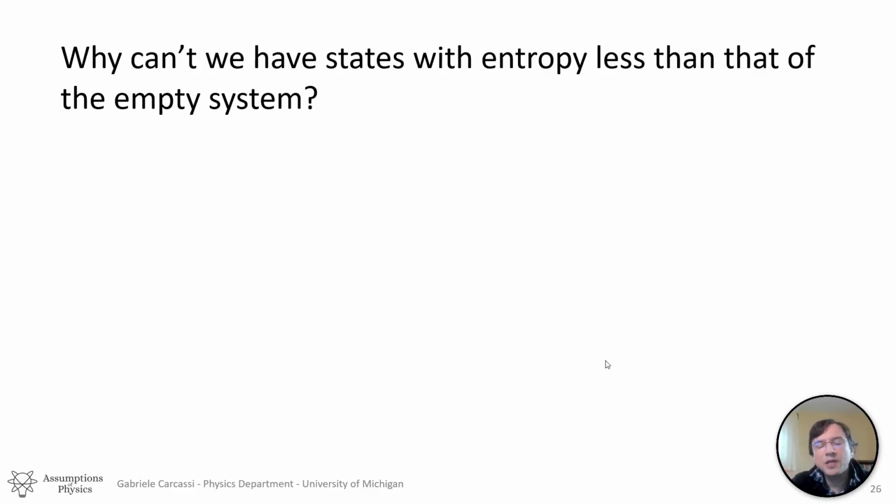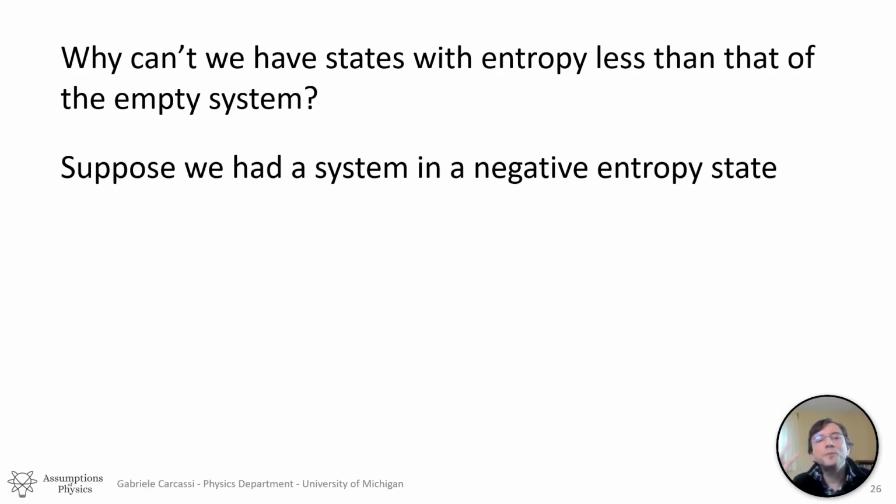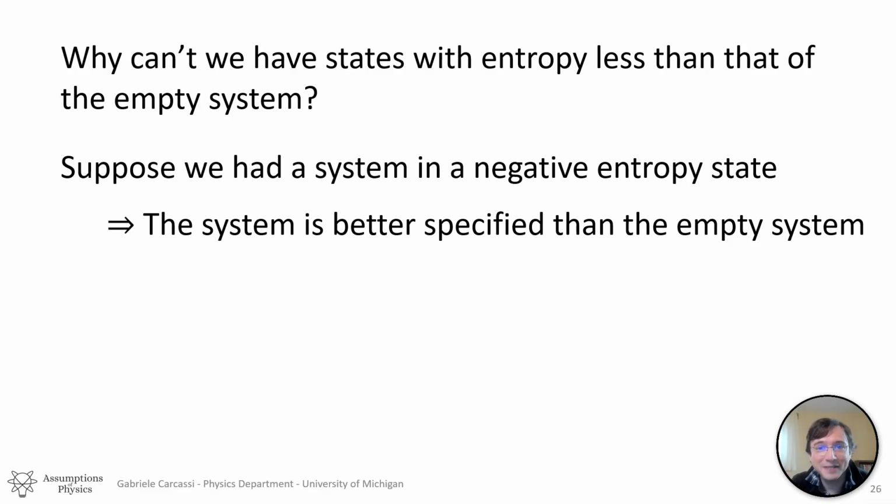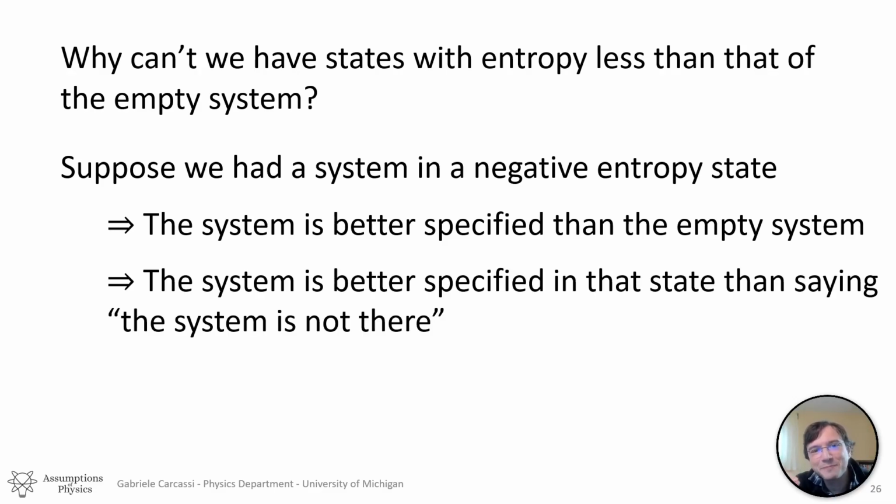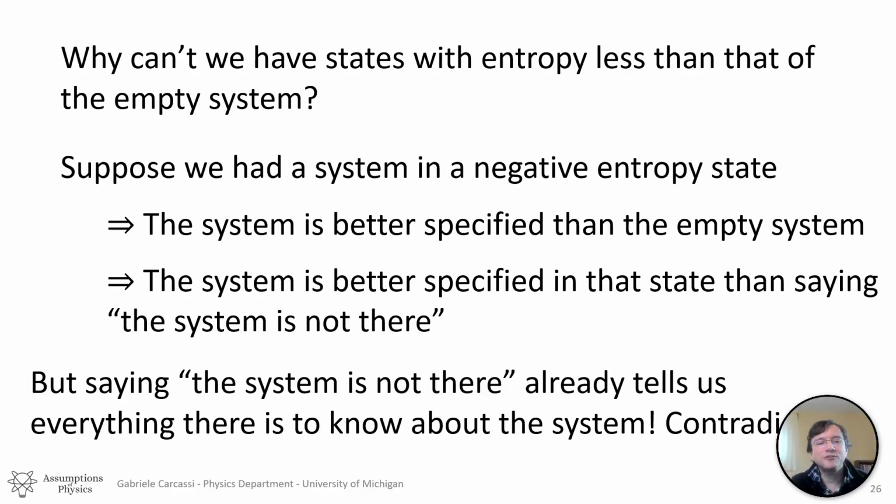So now the question becomes, why can't we have states with entropy less than that of an empty system? Suppose we had a system in a negative entropy state. Because entropy is associated with uncertainty and degeneracy, the system would be better specified than the empty system. So the system is better specified in that state than just saying the system is not there. But this is a contradiction, because saying the system is not there already tells us everything we can possibly want to know about the system. There is nothing else that can be added. And so the entropy of a state can never be lower than that of an empty system.